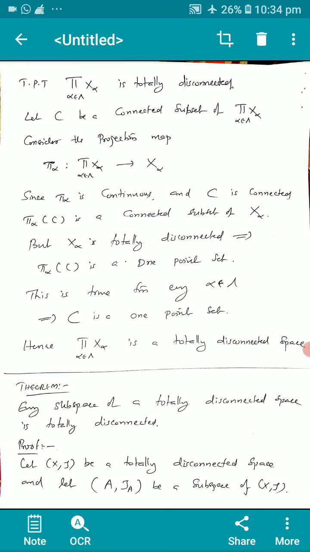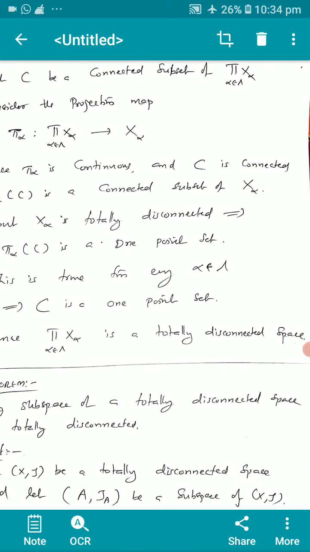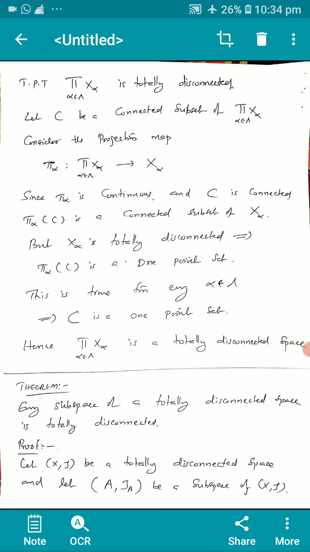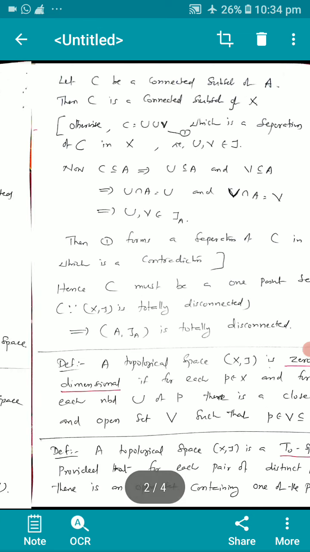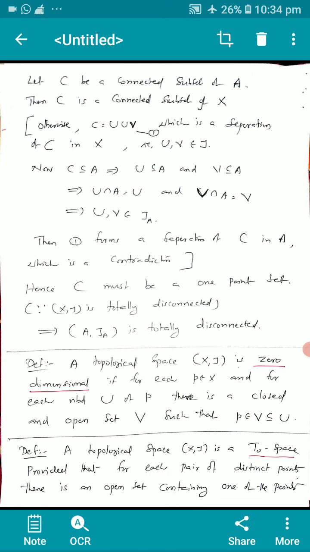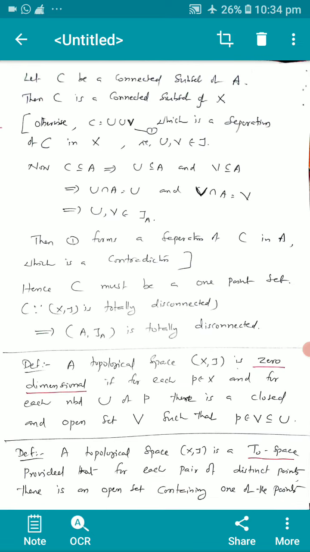Coming to the next theorem, statement: every subspace of a totally disconnected space is again totally disconnected. Proof: let X be a totally disconnected space and let A be a subspace of X. Let C be a connected subset of A, then C is a connected subset of capital X. Otherwise, what will happen? This is what is given in brackets. Otherwise, C equal to U union V, which is a separation of C in capital X.